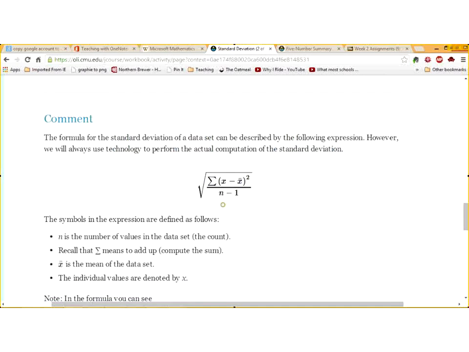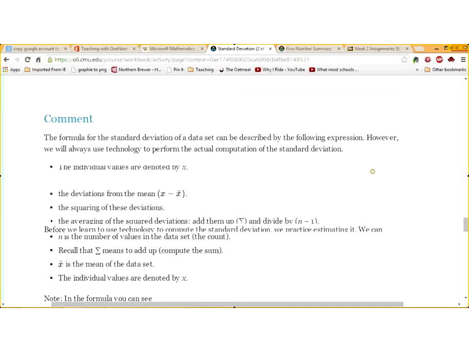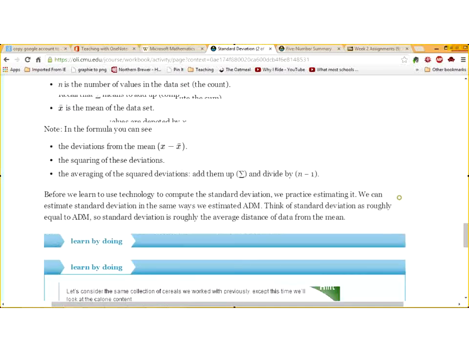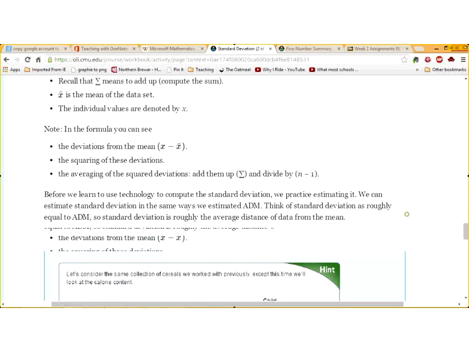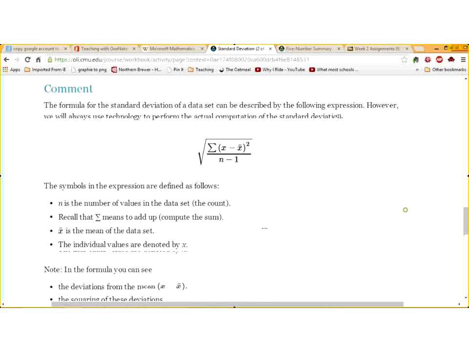Here it is as a formula. I don't expect you to know this. You would do the standard deviation using your calculator if I wanted you to find the standard deviation of a data set. And that also is in the video, so I go through it step by step in the video. All right, and this just sort of walks you through what the formula says to do.